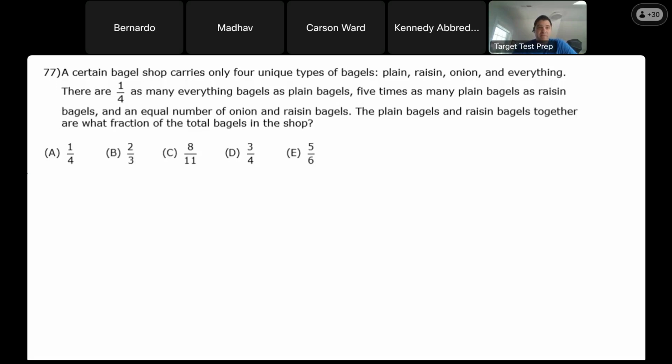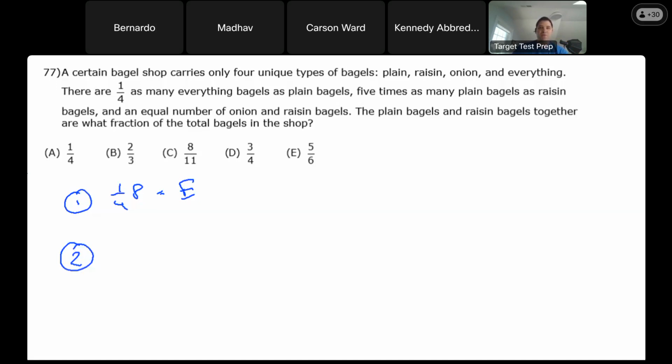The key is obviously setting up the equations correctly. So, okay, 1/4 as many everything bagels as plain bagels. So that's 1/4 P is equal to everything. I think setting it to 1, though, isn't helpful because you're still dealing with fractions. If you're going to do it, I would do it all the way and just use a strategic number that's going to give you clean numbers. Setting it to 1, in my opinion, is the same thing as using variables.